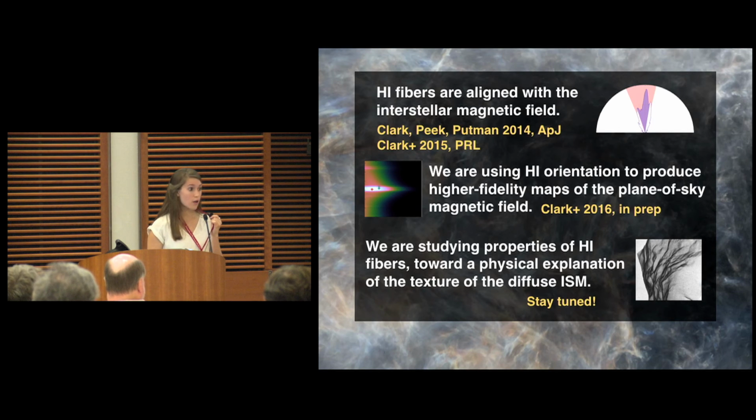Although, with all these observations, we have to remember we're only seeing the plane of sky component of the magnetic field. So that's the only thing that actually has to be aligned. But in the plane of the sky, it could be going crossways. That's all I'm trying to say.